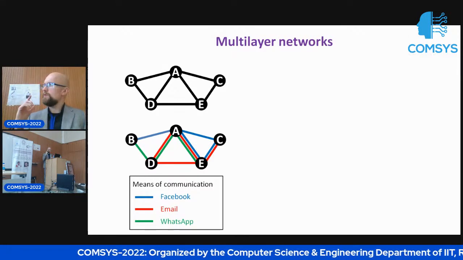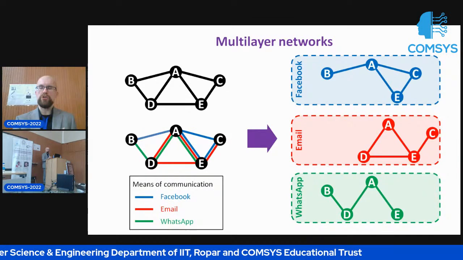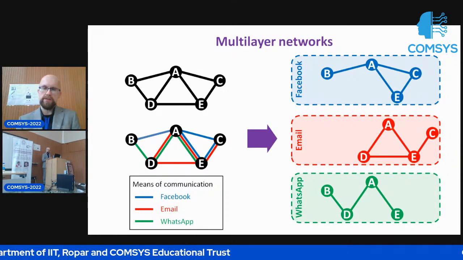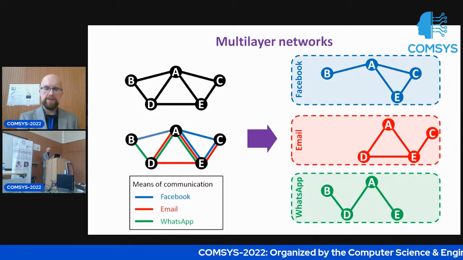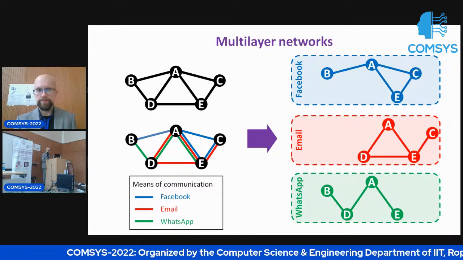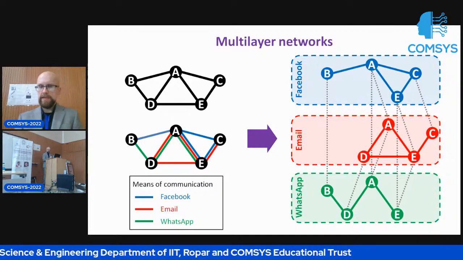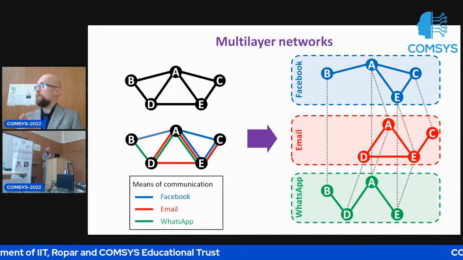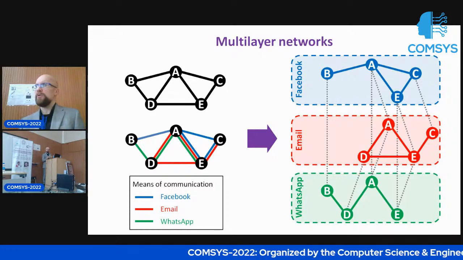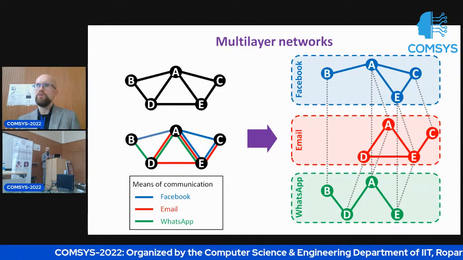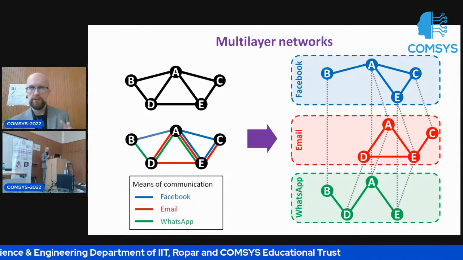And we might take a different look at the structure. We could divide the nodes into layers based on what communication tools they use. So we can see that in the layer dedicated to Facebook, we only have nodes who use the Facebook communication means, and we only have blue edges. Similarly for email and for WhatsApp. Very often, when we consider a multi-layer network, we also add edges between copies of the same node, right? Because we can see that, for example, B uses both Facebook and WhatsApp, so B appears in two different layers of this network. So in order to signify that this B is the same node, we connect the copies of B with an edge.